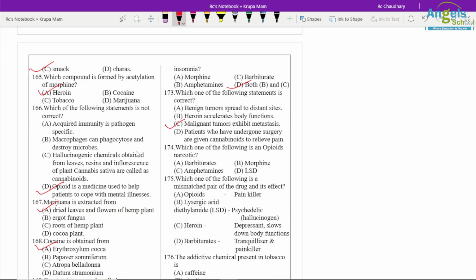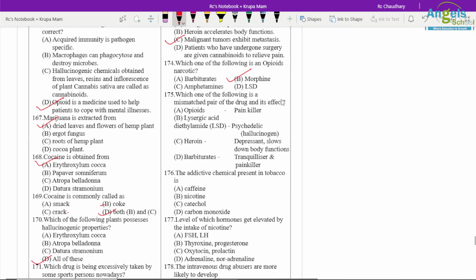Okay, which one of the following is an opioid narcotic? Morphine is a form of opioid. Okay, we have to find the mismatched pair. Opioid is a painkiller, right option. LSD is a hallucinogen. Heroin is a depressant, this is right. Barbiturates are transducers and painkillers, this is a wrong option.